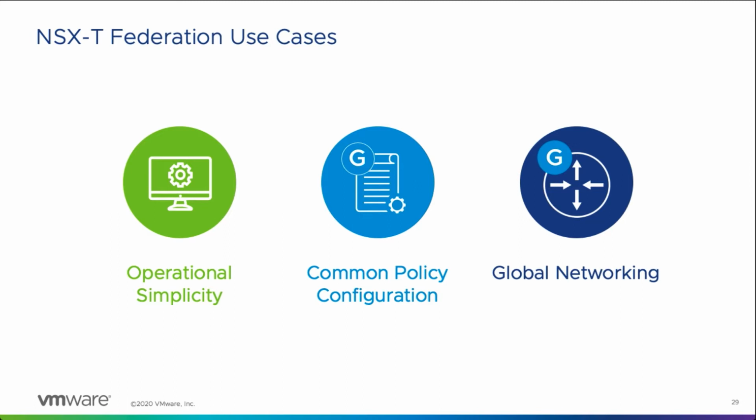These are common policy configuration, where administrators can use the Global Manager UI to create a security policy, such as a firewall rule, and then push the configuration to one or more local managers. This capability reduces administrative burden and minimizes the opportunity for human error. Or global networking, where customers can create global networking objects such as routers and network segments that have the option of spanning one or more sites and providing failover and failback capability. Global networking is key to simplifying network designs and to building a disaster recovery solution.